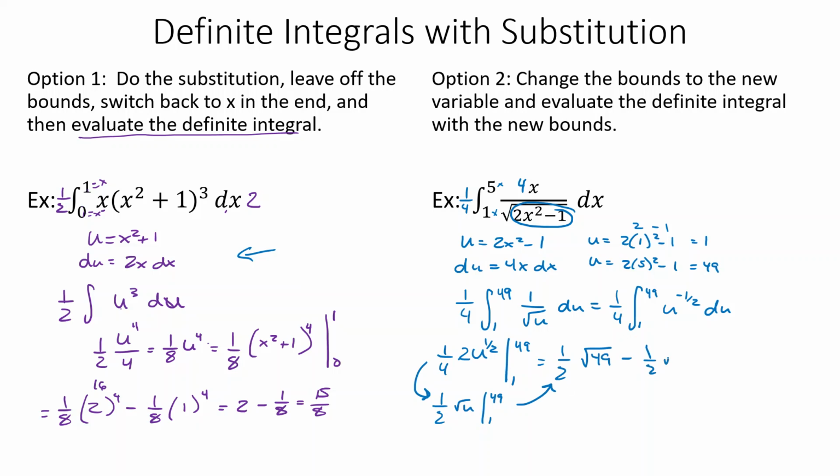Minus 1/2 the square root of 1. So we get 49, or not 49 anymore. It's now 7, right? Square root of 49 is 7. 7/2 minus 1/2 is 6/2, or 3. So this integral is just 3. So the area under this ugly curve here from 1 to 5 is really just 3.